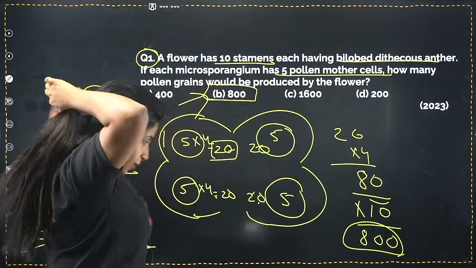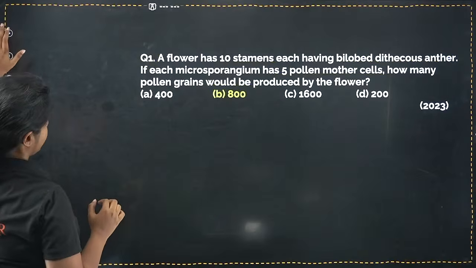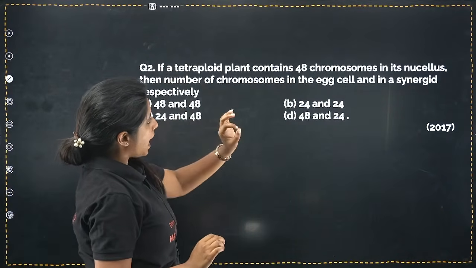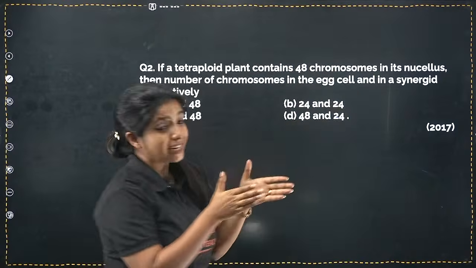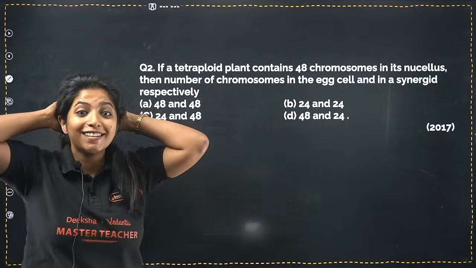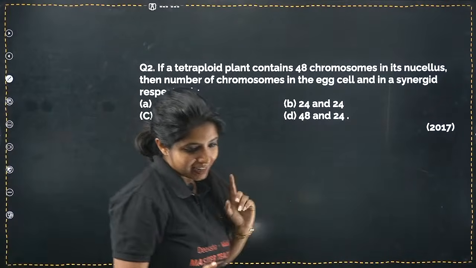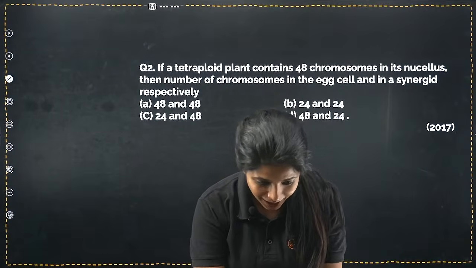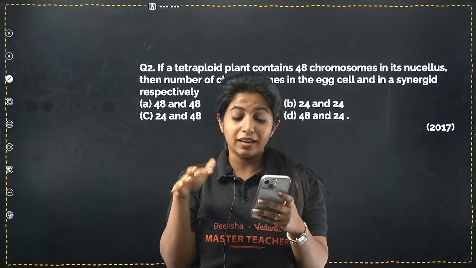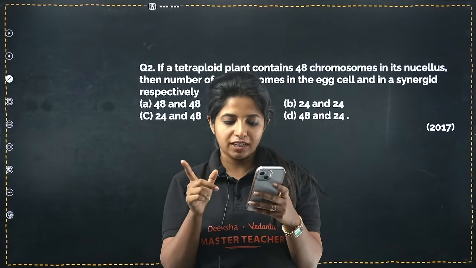Okay, perfect. Let's go ahead with the next question, and it goes like this. Question number 2. If a tetraploid plant contains 48 chromosomes in its nucellus, then the number of chromosomes in the egg cell and in a synergid will be what? Listen. Go ahead, give me the answer in the poll. It will be really good to understand how many of you are getting it correct.